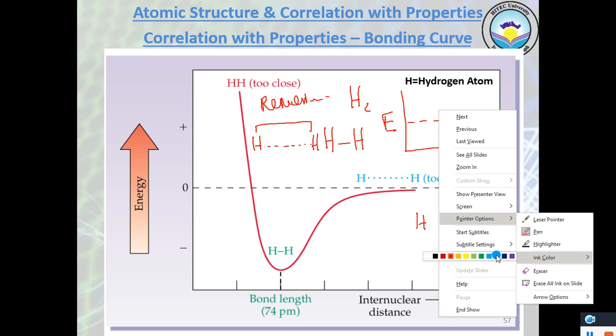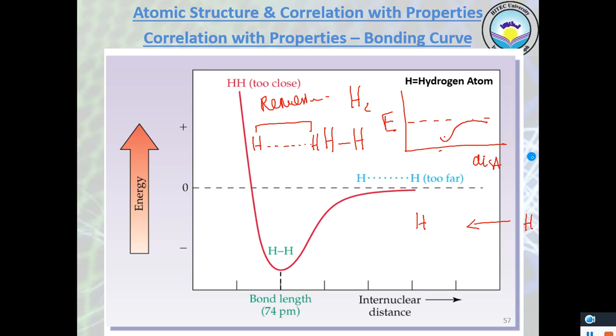And now you will see that this force of attraction will be higher at the minimum distance. For example, the closest distance I can bring together two atoms. Now atoms are too close, and in this case we have reached this point. Now after this point, what will happen?